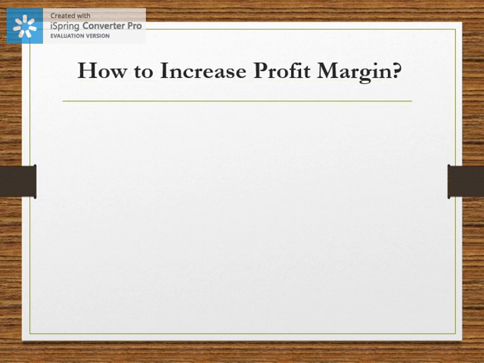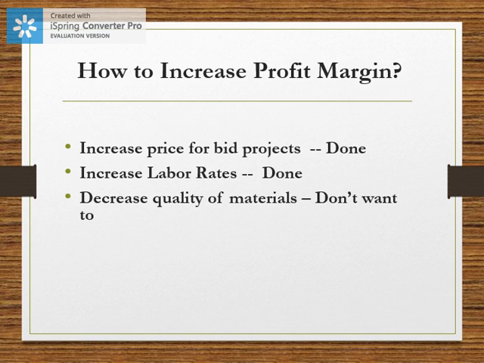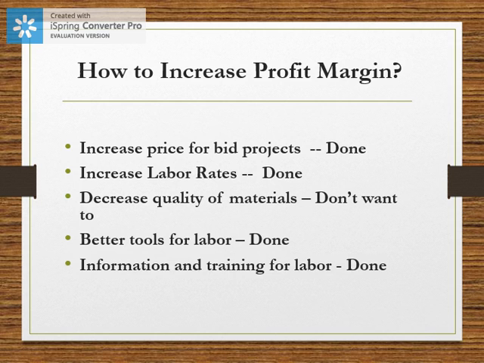In our current business environment, how do you increase your profits? You could increase your price for bid projects, but you've already done that. You could increase the hourly labor rate you charge time and material jobs. Done that too. You really don't want to decrease the quality of the materials you use. You've already provided quality tools to the techs. You've been giving them training and information regularly. You could tell your employees that they have to work harder and faster, but you did that a long time ago.